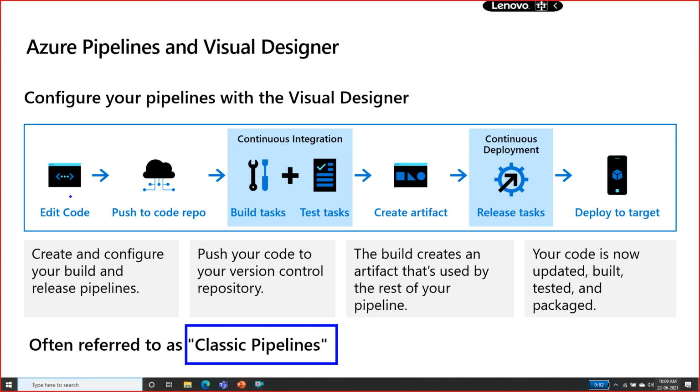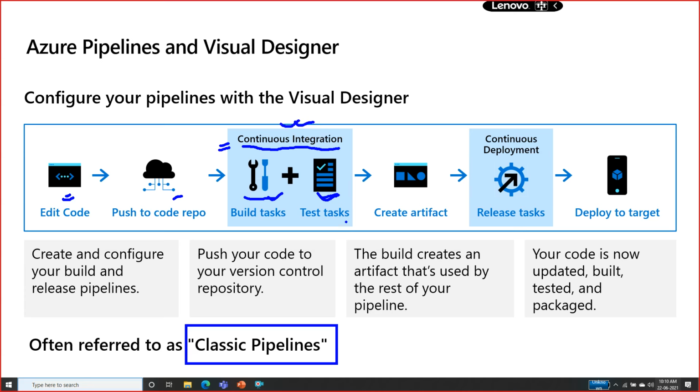In a classic pipeline, we are going to edit the code and push the code to the repository. Yesterday we did this activity. Once you push the code to the repository, if you have enabled the continuous integration flag in your build pipeline, the build task will start executing. You can also attach your test task, which does unit testing for you. So continuous integration means you are going to build and test your code, and this is what your build pipeline does.